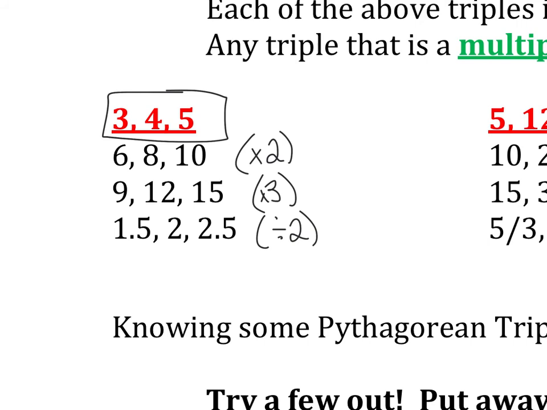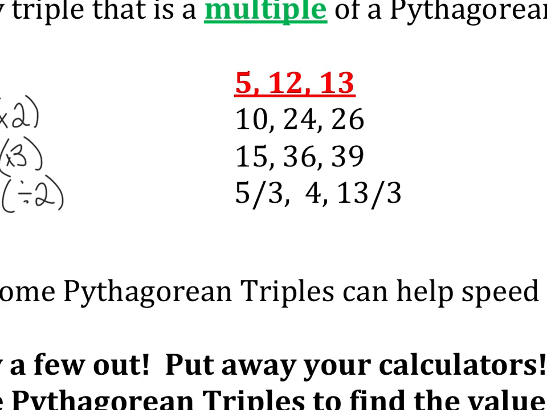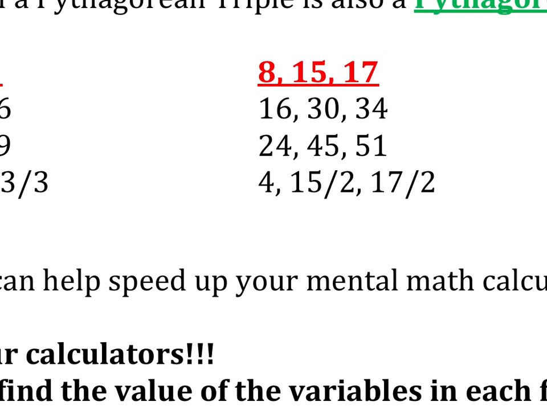So for example, 300, 400, 500. That is a 3, 4, 5 that was multiplied by 100. And then the same is true for these. So here we multiplied by 2, multiplied by 3, divided every side by 3. That's how you get 5 thirds, 4, and 13 thirds. And then the last one, what did we do? We multiplied by 2 to get 16, 30, 34. We multiplied by 3 to get 24, 45, 51. And then we divided by 2 to get 4, 15 halves, 17 halves.